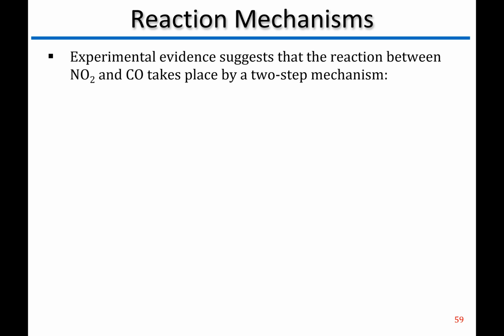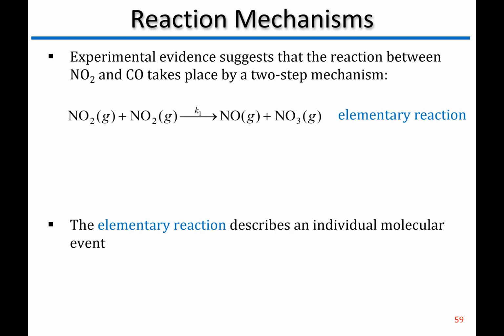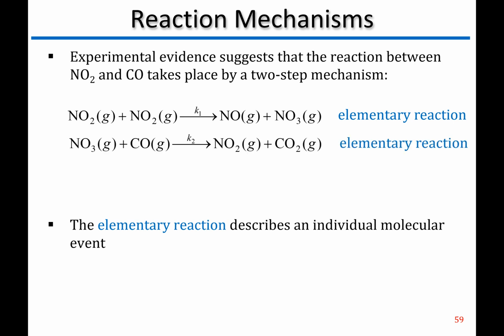Experimental evidence suggests that the reaction between NO2 and CO takes place by a two-step mechanism. Okay, so this is our first elementary reaction. So we have NO2 plus NO2, and we have some rate constant, K1, gives us NO and NO3. Okay, so that's one single transformation. It's one single reaction. So it says at the bottom, the elementary reaction describes an individual molecular event.